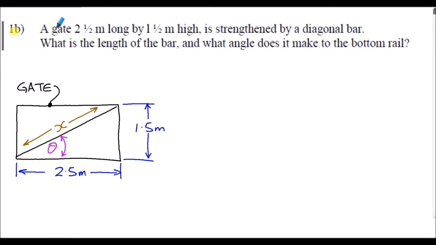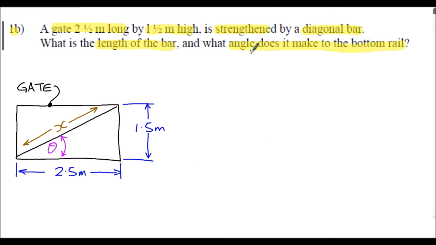Question 1b. A gate 2.5 meters in length and 1.5 meters in height is to be strengthened by welding a diagonal bar across its frame. We have to calculate the length of the bar and the angle that the bar makes with the bottom rail of the gate. So here's my sketch of the gate, which has a width of 2.5 meters, I'm using decimals here, and 1.5 meters in height. We're asked to find the length of the diagonal bar, which I've labelled as x, and also the angle theta between the bottom rail and the diagonal bar.